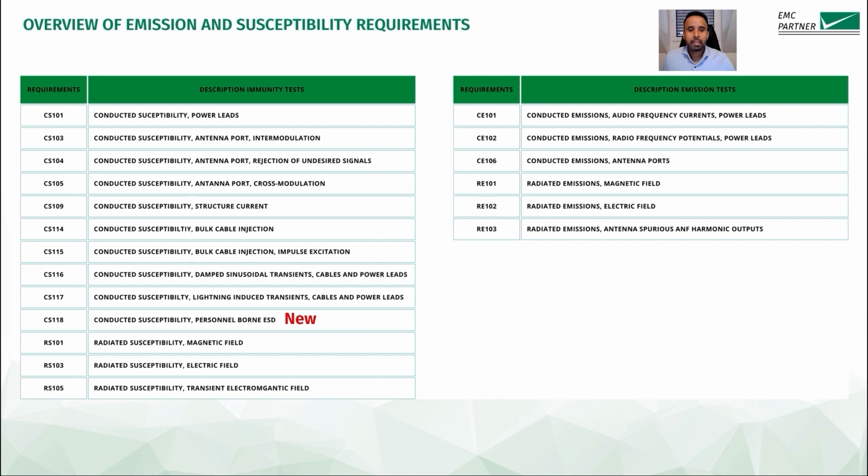Here is an overview of MIL standard 461G emission and immunity requirements. There are 19 tests in total, depending on the platform or UT installation. As you can also see, CS118 is a new test that has been introduced to the G version. The test is actually electrostatic discharge and is very similar to the commercial ESD test as per 61000-4-2, as we will see later on when addressing the CS118 test requirements.